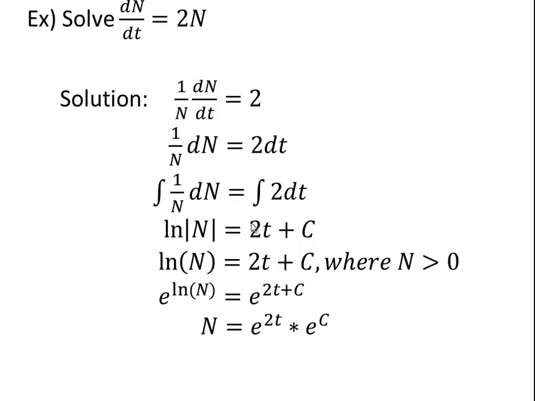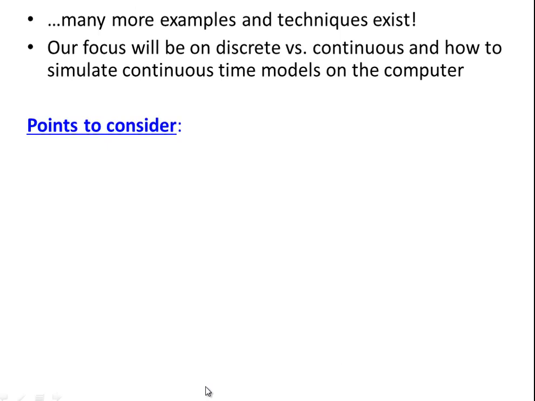On the left-hand side, we have n, and on the right-hand side, we have e to the 2t times e to the c. And we could rename that last factor with k, so k equals e to the c. So that would be one way of solving that. And again, I don't expect that you're an expert in differential equations or that you've ever seen them before. I just want to show you that there are techniques for starting off with an equation which has a derivative in it and working through and retrieving the original function.